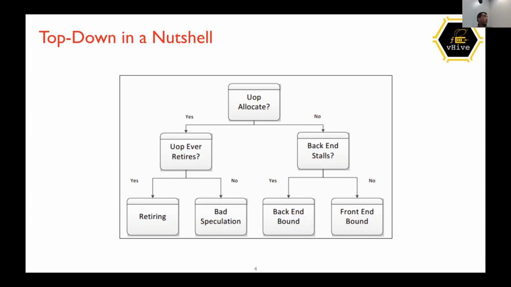So what should we do here? We want to classify bottlenecks, and we do that by counting whether we have empty slots or not. For each slot, in each clock cycle, we ask ourselves whether it gets a microoperation or not. If it gets a microoperation and that microoperation eventually retires, then we put it into the retiring category. If the slot gets a microoperation and it doesn't eventually retire, then we are talking about the bad speculation category. If the slot remains empty, then we can distinguish between front-end and back-end bound overheads.